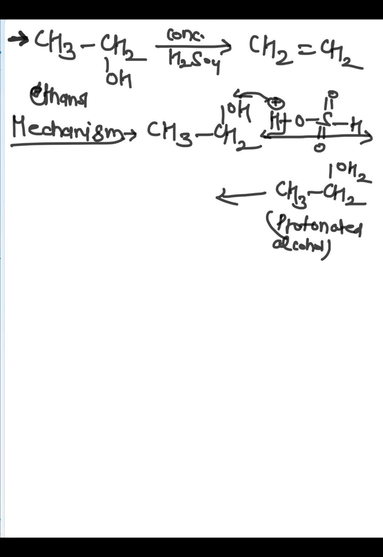This step is a fast step, and now here comes the rate determining step, your removal of water. This step is slow. This is your RDS, that is removal of water. H2O is removed. If H2O is removed, then you will get a carbocation.